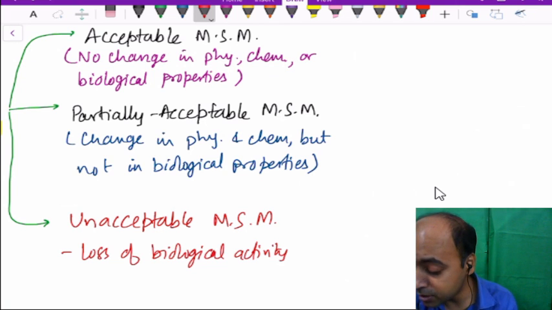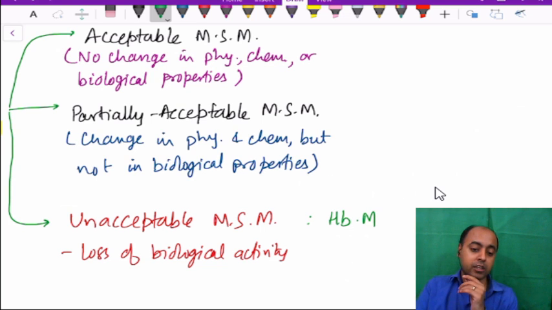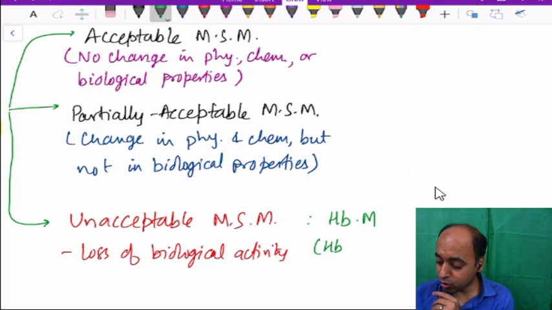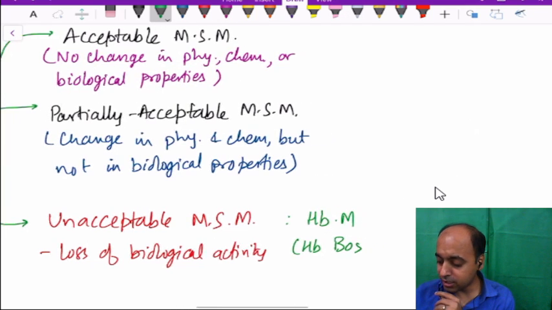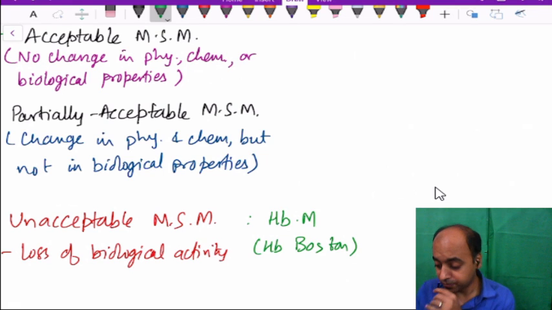I'll give you some examples here. The example for unacceptable missense mutation is HbM. It is the inherited methemoglobin, also known as hemoglobin Boston. It is an inherited methemoglobin where histidine is replaced by another amino acid, and therefore it cannot maintain the iron in the reduced state. The histidine has been replaced by maybe tyrosine or tryptophan, and it is unable to maintain the iron in the reduced state.